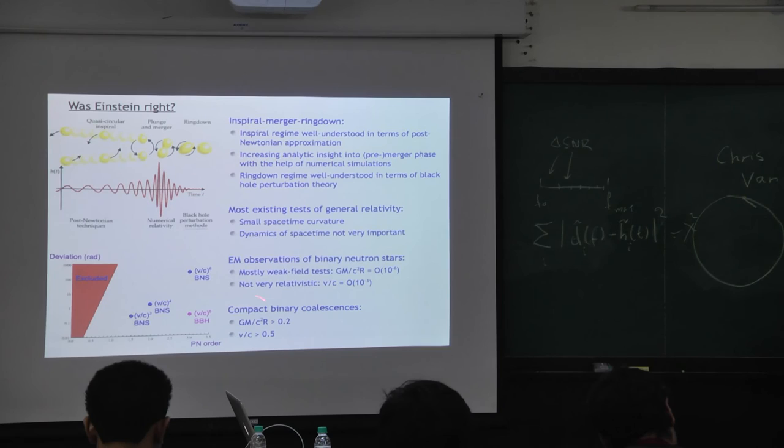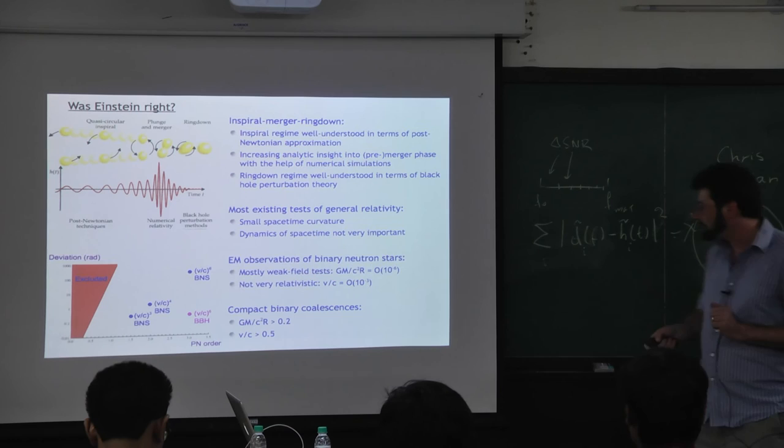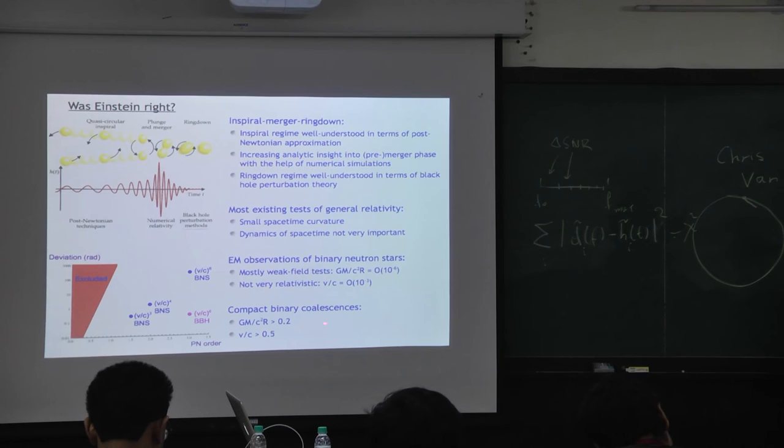And also, these binary neutron stars that we now already observe are not very relativistic, with v/c of order 10 to the minus 3. Again, for comparison, the velocity of Mercury as it goes around the sun is a few times 10 to the minus 4 in v/c. Whereas with compact binary coalescence, we'll get compactnesses greater than 0.2 and v/c greater than 0.5. How do we arrive at these numbers of 0.2 and 0.5? Oh, these are pretty generic.